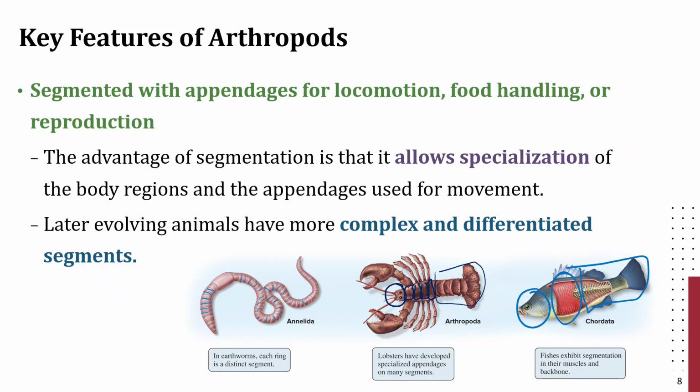For our chordates, again, our thorax is going to be where most of the respiratory system is. For this fish, the movement is going to come from that tail as well.